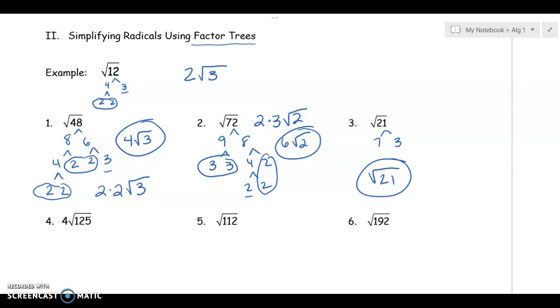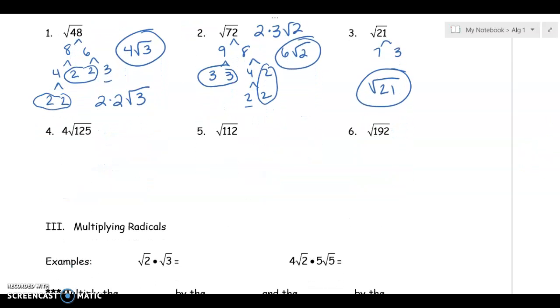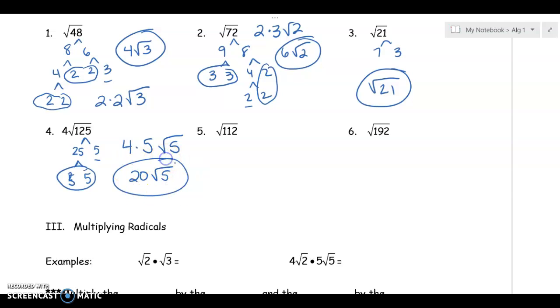All right, so those are factor trees. We'll do one more, I guess, and then we'll move on. So square root of 125, you could think of that as 25 times 5. And 25 breaks down to 5 times 5. All right, so you're going to circle your pairs, underline any leftovers. We have a pair of 5's and a leftover 5. Pair of 5's is going to go out in front with the 4. So we have the 4 out front, the 5's joining it, and then the leftover 5 stays under the radical. You end up with 20 root 5 for your answer.